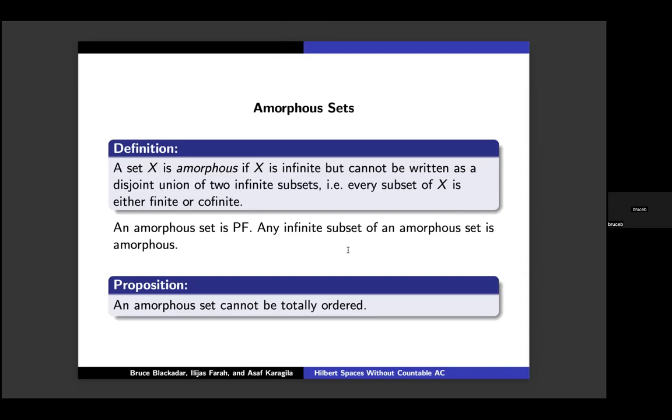It's a good exercise, not very hard, to show that if you have an infinite totally ordered set, you can cut it somewhere in the middle into two disjoint infinite subsets. So these sets are very strange.